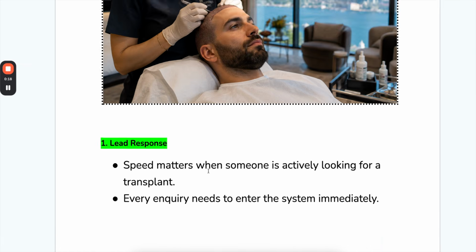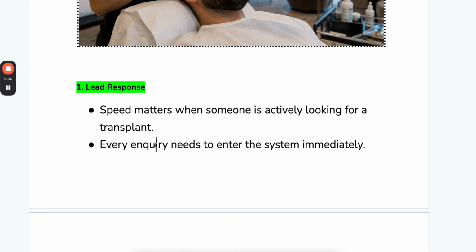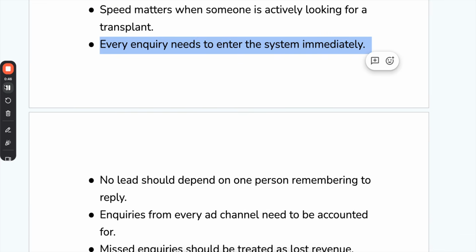Okay, so the first thing is that you have lead response. So speed matters when someone is actively looking for a transplant. Many people are not taking advantage of speed. They let someone apply and then they get back to them in maybe a few hours, but you need to get back to the person as soon as physically possible. And every inquiry needs to enter the system immediately. So as soon as a person applies, the inquiry needs to go into your system, into your CRM straight away.